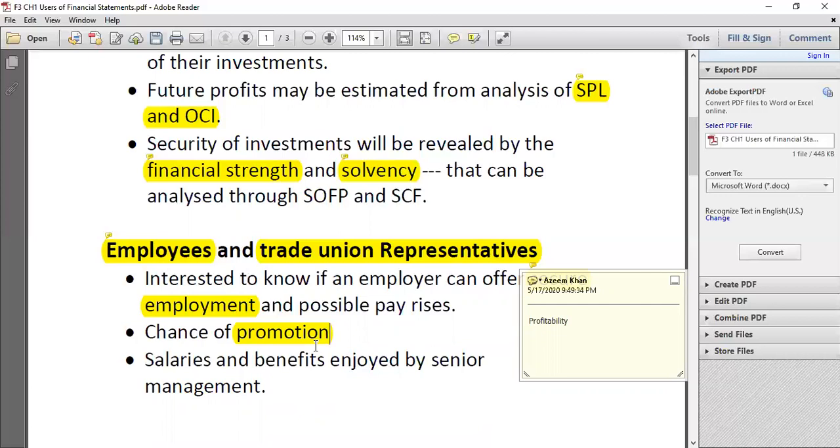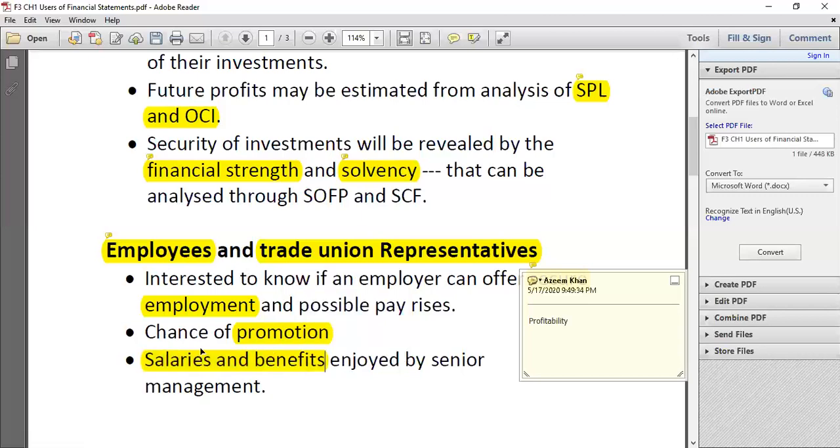If the organization doesn't have a culture of promotion, and they hire a person and keep them for a long period of time in the same position, the employee may not accept this thing. In terms of promotion, it may not be clear, or cannot be identified from the financial statement. It will be clear to the employee through other factors, the internal management of the organization and the culture of the organization. The third thing that is very important for the employee is salaries and benefit payments.